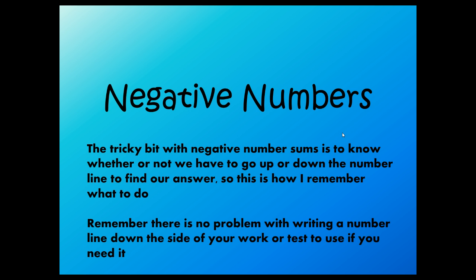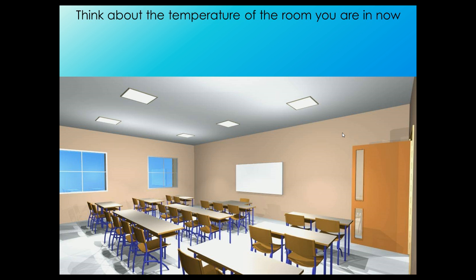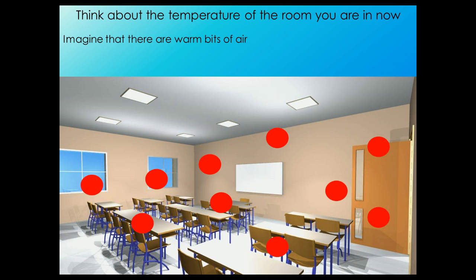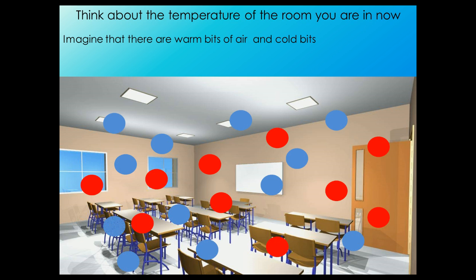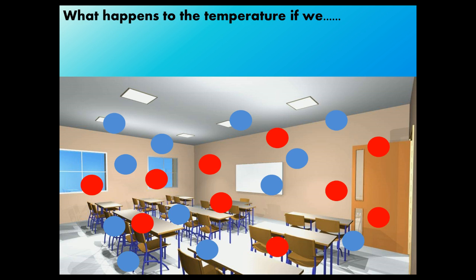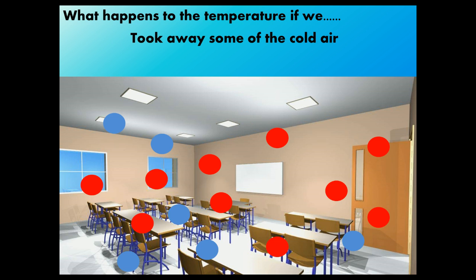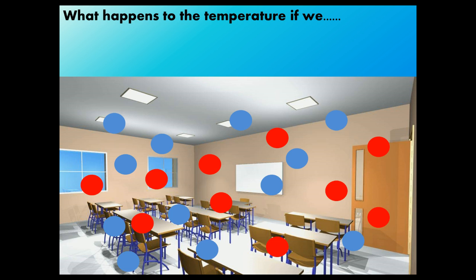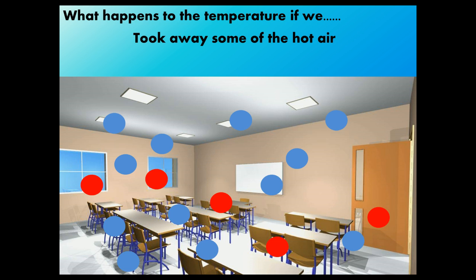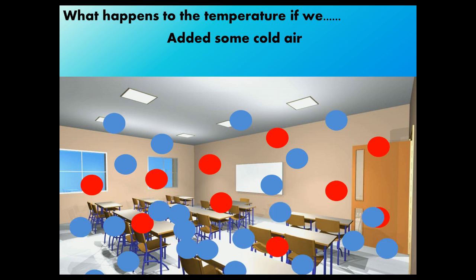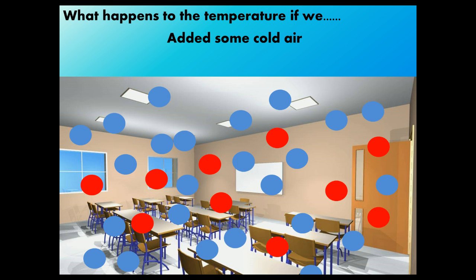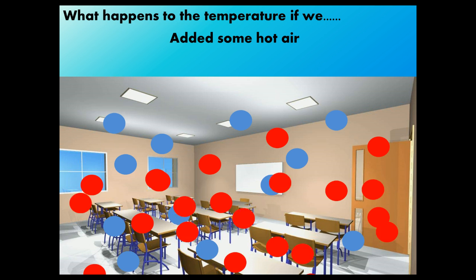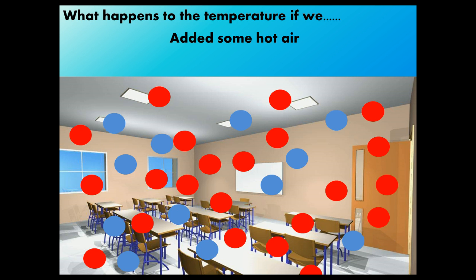But if I give you this example, think about the temperature of the room you're in now. Imagine there are warm bits of air and cold bits, as denoted by those dots. What happens to the temperature if we took away some of the cold air? Well, it's going to get warmer, isn't it? What happens if we took away some of the hot air? It would get colder. What happens if we added some cold air? It would get colder. And if we added some hot air, it would get warmer.